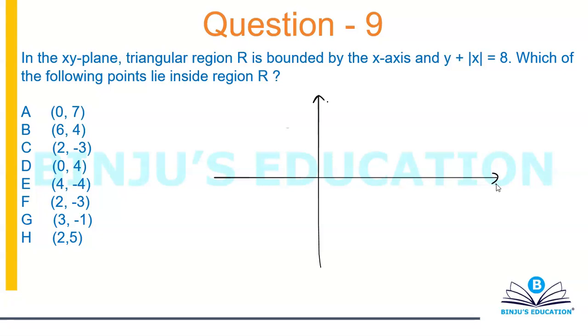Alright, anyways, coming back to the question, it says in the xy plane, triangular region R. So there's a triangular region which is bounded by the x-axis and y plus mod x is equal to 8. Now y plus mod x is equal to 8 can also be written as y is equal to negative mod x plus 8. Now what I taught you was how to draw the graph of mod x. I never taught you how to draw the graph of minus of mod x plus 8.